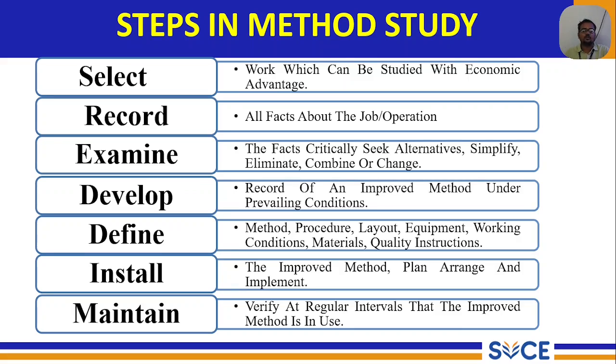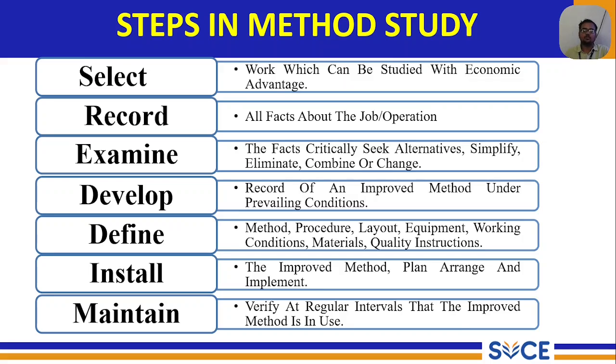It is not that all the work carried out in the industry or the plant has to be studied. You have to choose work which is more critical. We call them CTQ, which is critical to quality. So the work which is more critical to the overall quality of the product or the process, you choose that for your method study. Once the work is chosen, we have to record all the facts. That is called the job sheet.